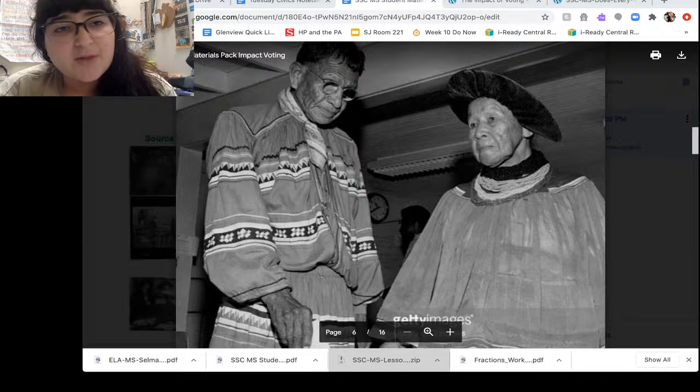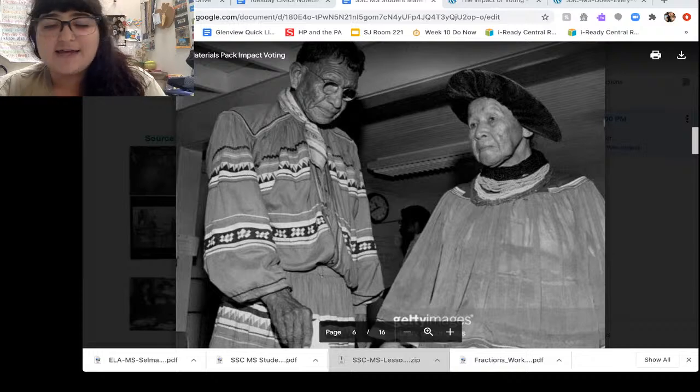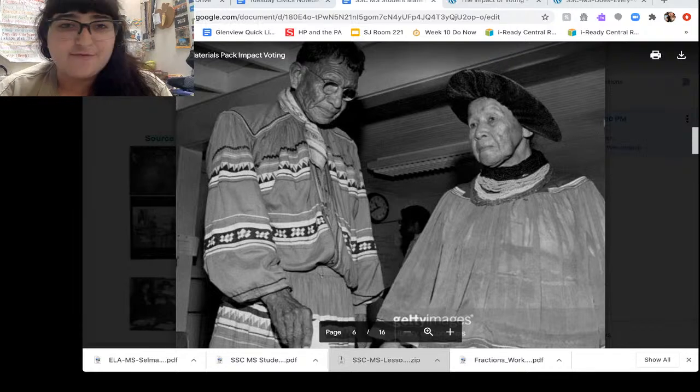Okay, so once you write down all of these observations about these two photos, you are excused to go to Makerspace. I am going to wrap up today's lesson. Thank you so much for hanging in there. It is a short and sweet lesson for today. Take care, and I will see you all for closing.